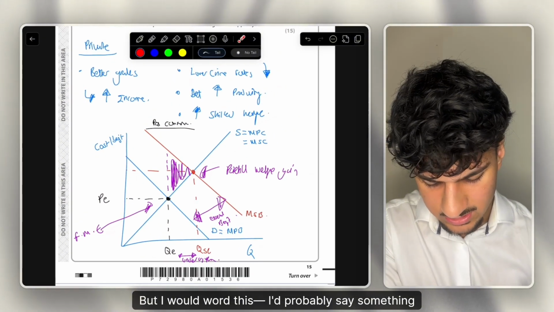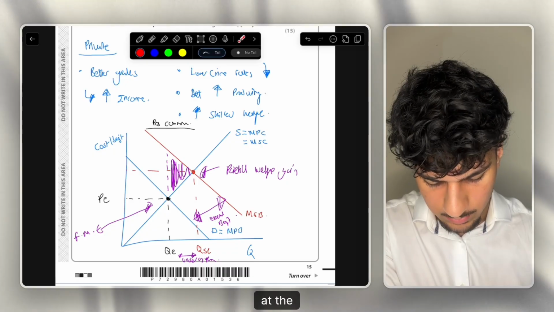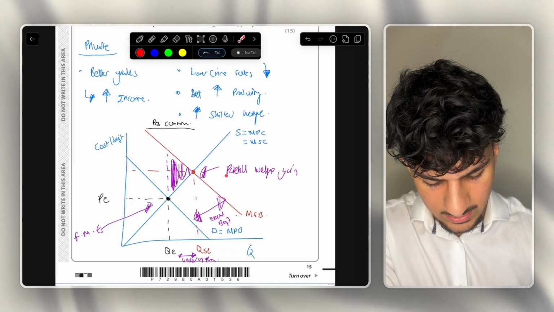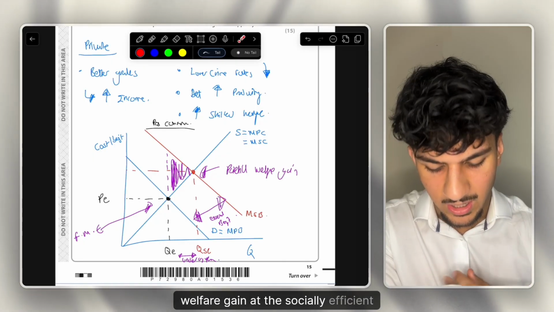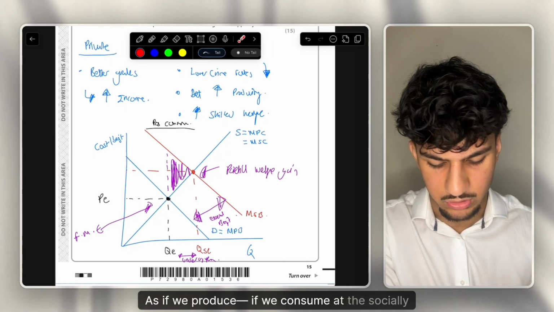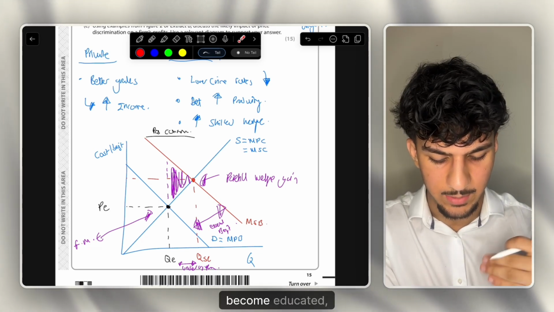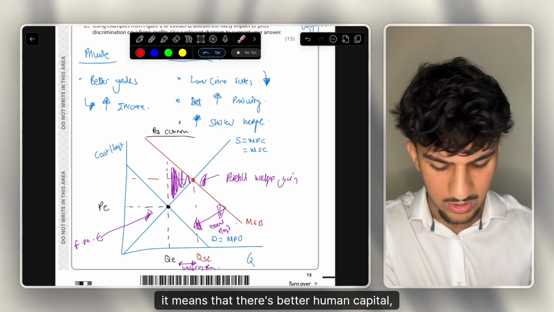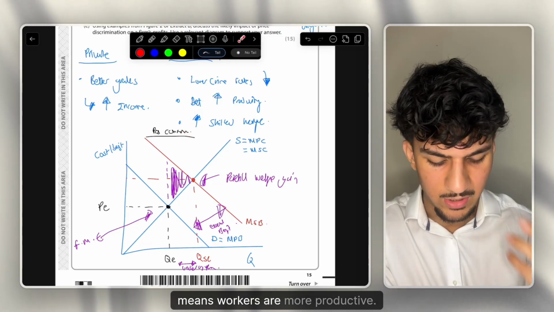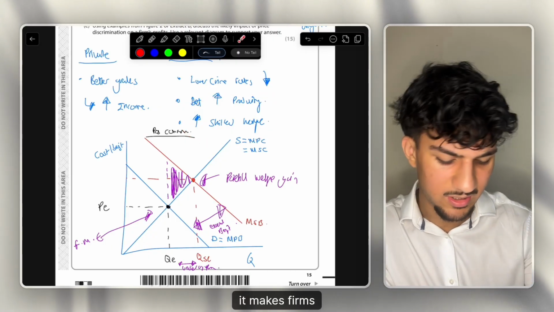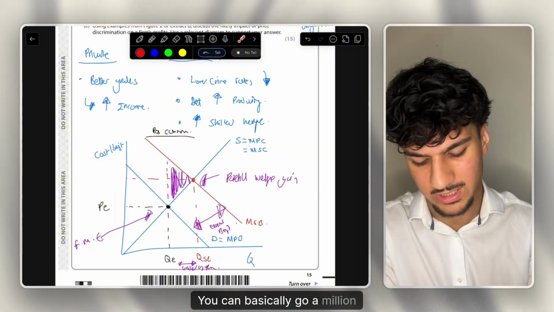I'd probably say something like consumers underconsume, like the thing I said before. They underconsume at the market equilibrium, thus they miss out on the potential welfare gain at the socially efficient equilibrium. If we consume at the socially efficient equilibrium, for example, more people become educated, it means that there's better human capital, a better skilled workforce. Means workers are more productive. If workers are more productive, it makes firms more money. That obviously has benefits in themselves. You can basically go a million routes here.